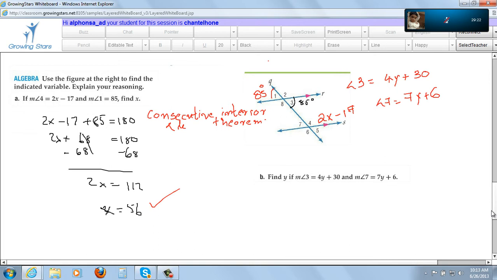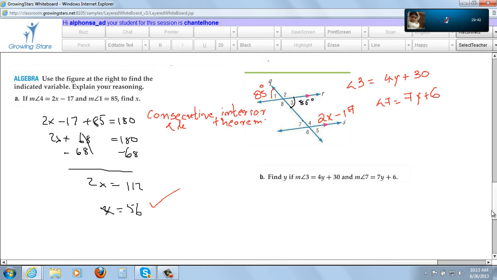So it's like the same thing. If angle 7 is 7y plus 6, then angle 5 would be 7y plus 6. Okay, but we have to find the value of y, correct? And it is given angle 3 also.